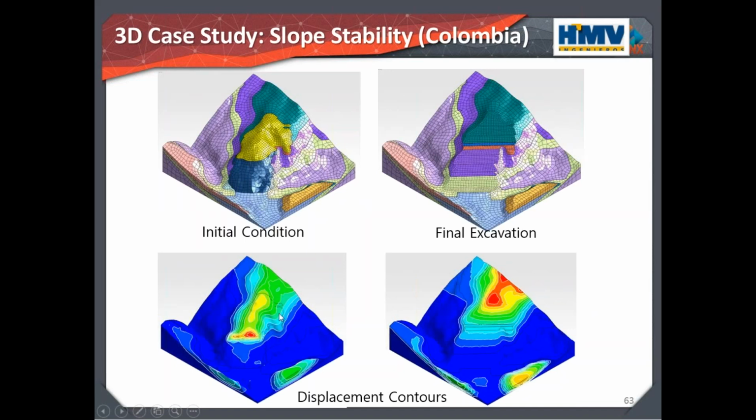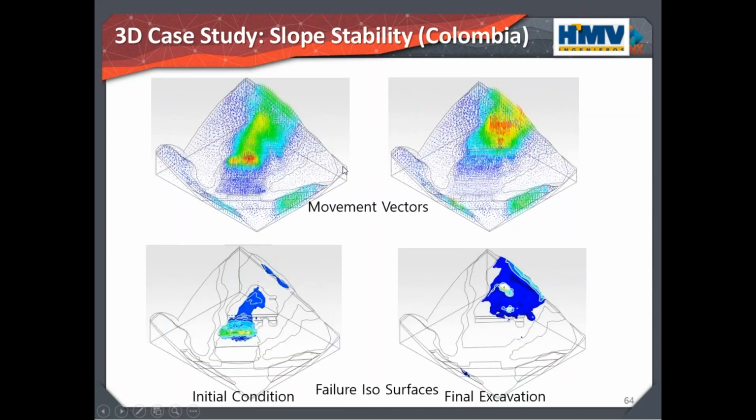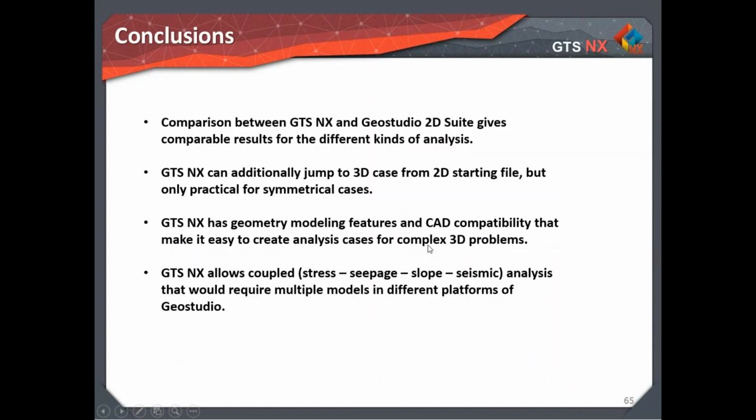We're looking here at results for displacements, initial and final. The program allows you to easily do other things like create vectors in your output or isolate, in this case, the failure surfaces by range or value, which we saw in the first model. So it's very versatile, but also very handy for the 3D cases.